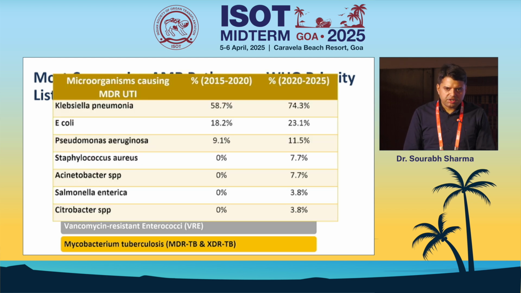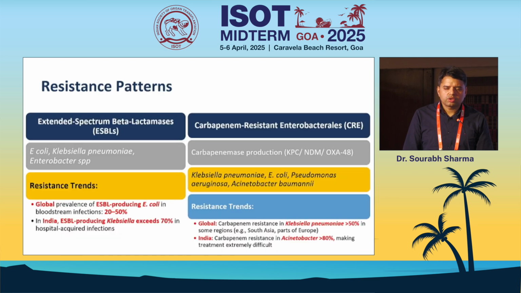In a multi-center study we had done over the past decade, if we see the antimicrobial resistance in the first 5 years as compared to the last 5 years, for Klebsiella, E. coli, and Pseudomonas, there is a drastic increase in antimicrobial resistance. So talking about the resistance patterns, there are two main patterns of resistance. One is ESBL, extended spectrum beta lactamase, and the other is CRE, that is carbapenem-resistant Enterobacteriaceae.